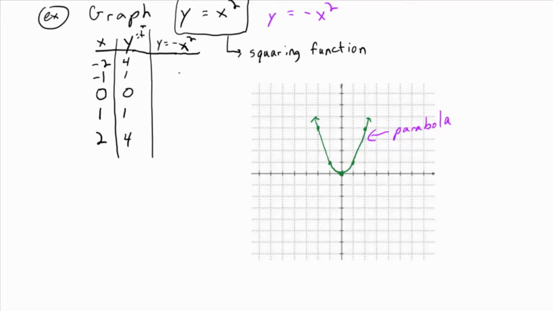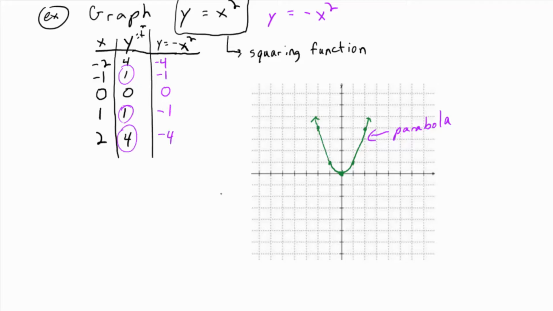All of those y values are going to become the opposite of what they were, right? So that's all that's going to happen. If you leave that negative outside the x squared, you're going to square everything and take the opposite of it. That's what the negative in front of the squaring function says to do. So instead of 4, you get negative 4 for the output when you plug in negative 2. Instead of 1 for the output when you plug in negative 1, you get negative 1 for the output. 0, well, the opposite of 0 is 0. Opposite of this guy, negative 1. The opposite of this guy, negative 4.